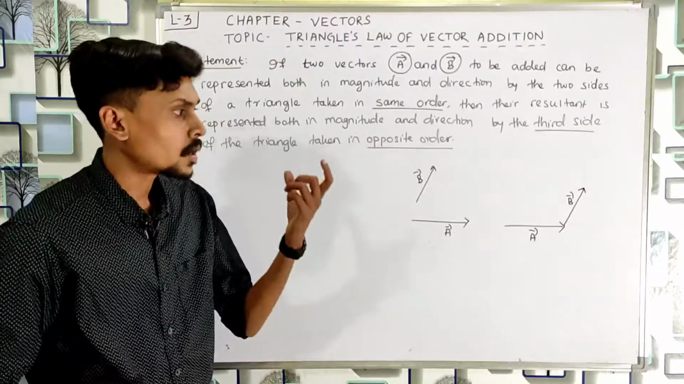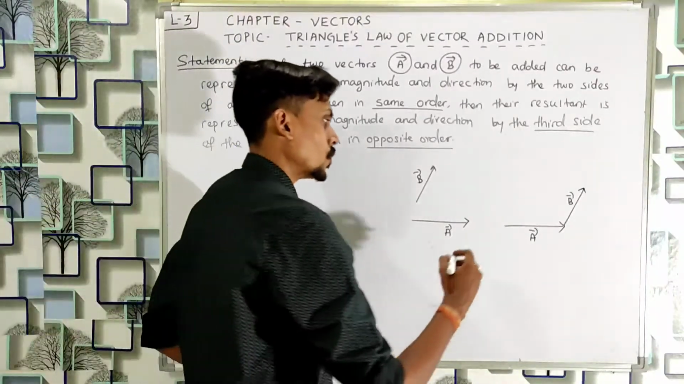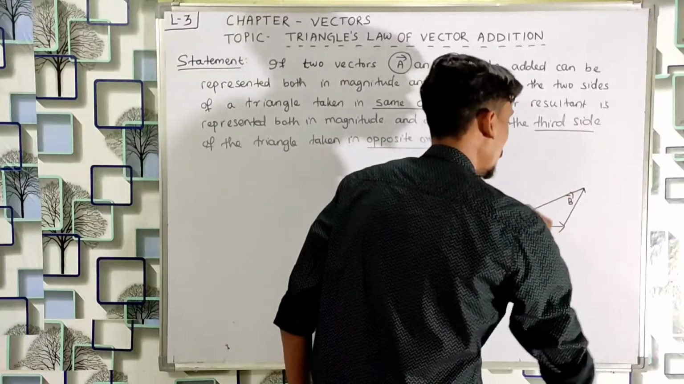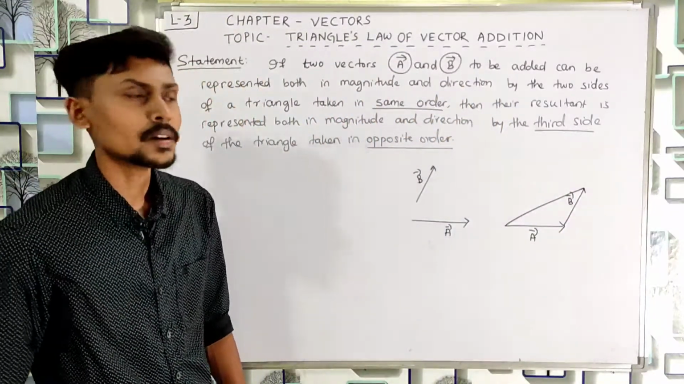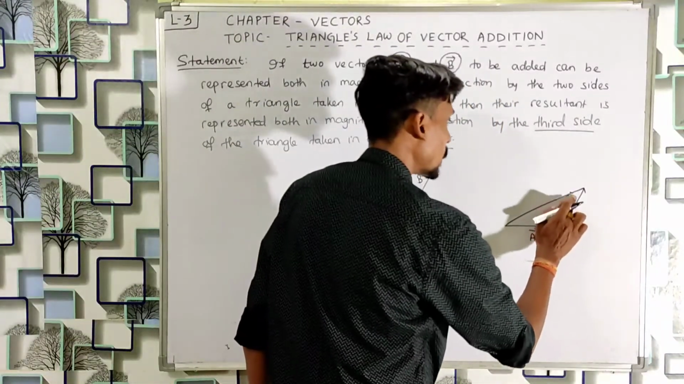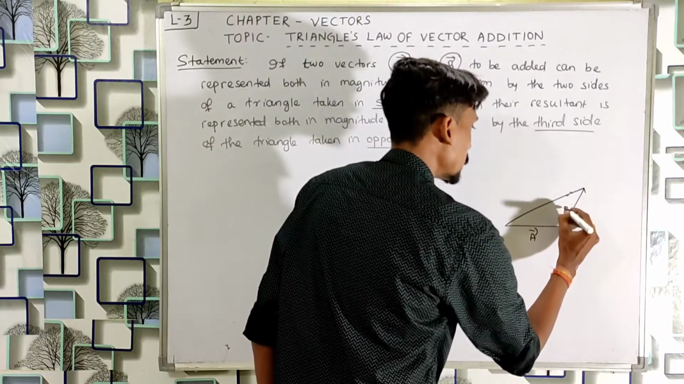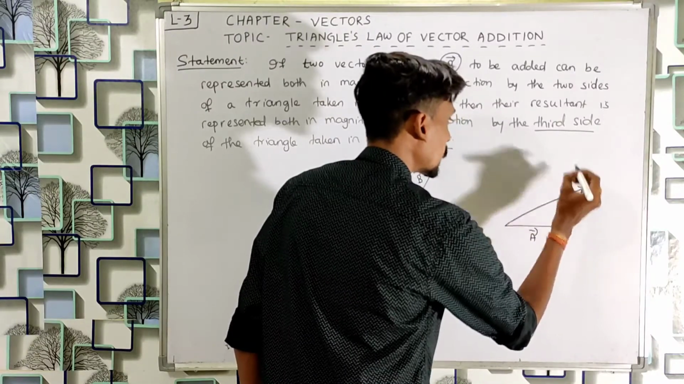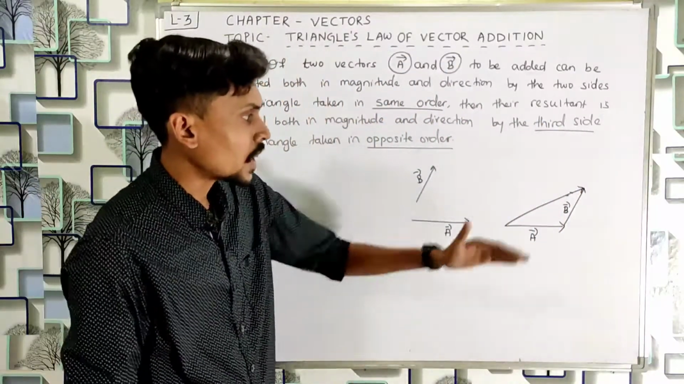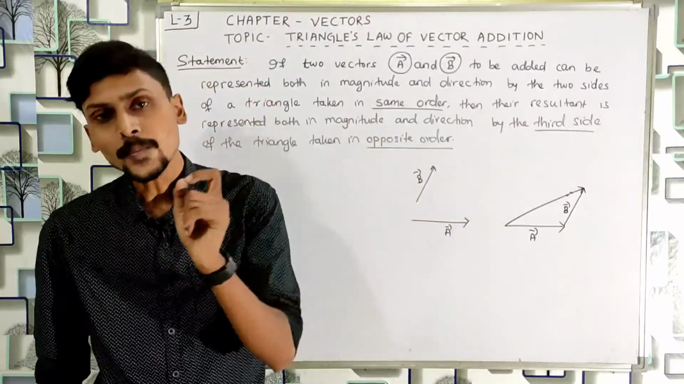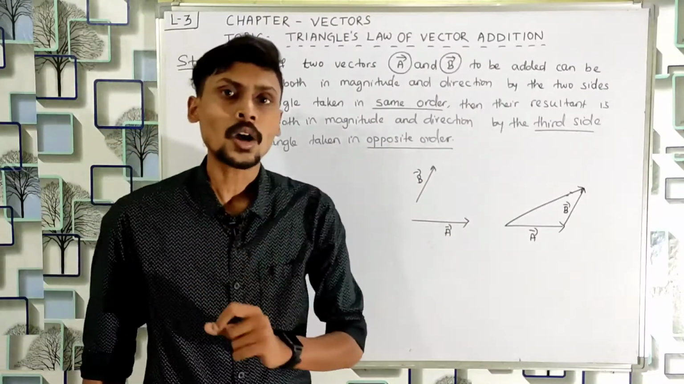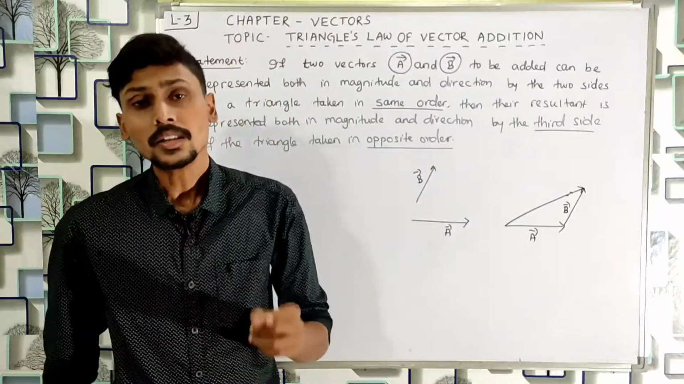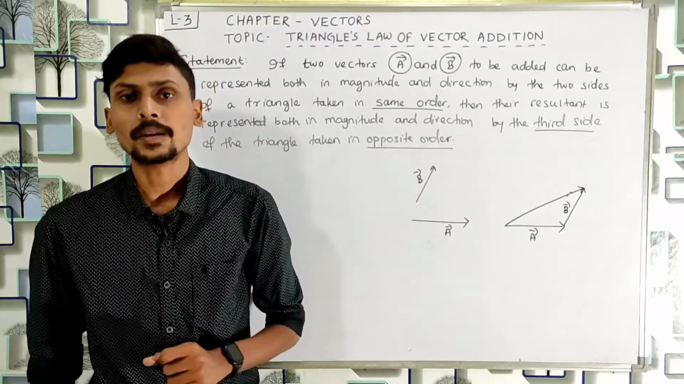Now let us complete the triangle. So this one is the third side of the triangle. This is vector B, this is vector A, and this is the third side of the triangle. Is that clear? So this third side of the triangle will represent the vector sum of A and B, or the resultant of A and B.